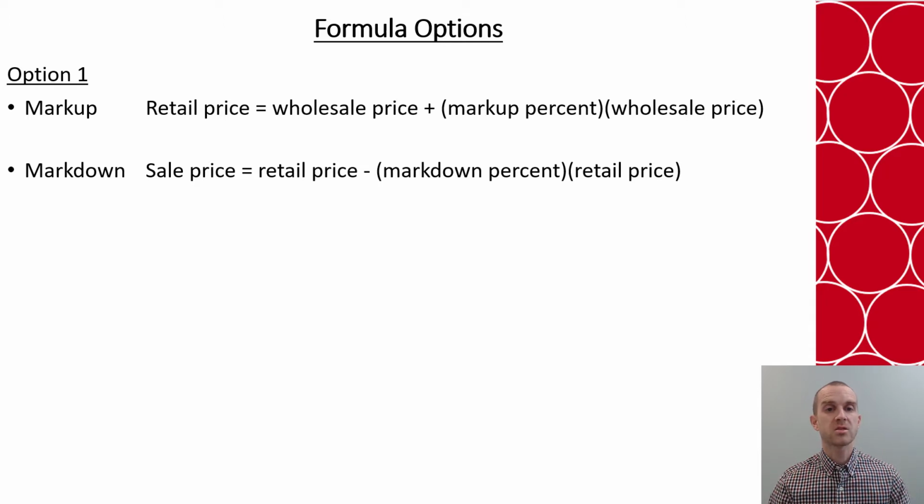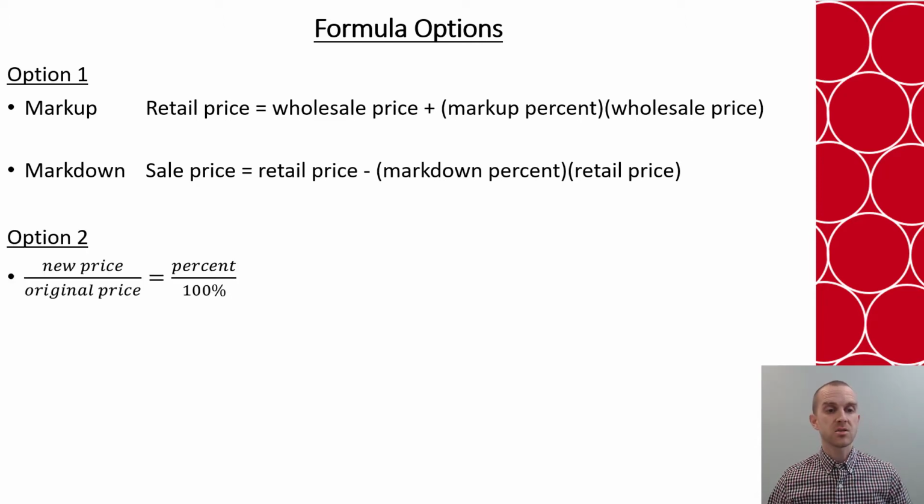Now we can look at this with two basic formulas. With a markup, to figure out that retail price, we take our wholesale price and then we add the percent of markup times that wholesale price. Whereas with a markdown, we would find the sale price by taking our retail price and subtracting the markdown percent times the retail price.